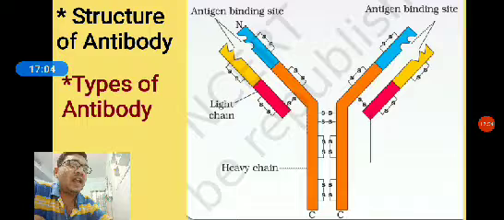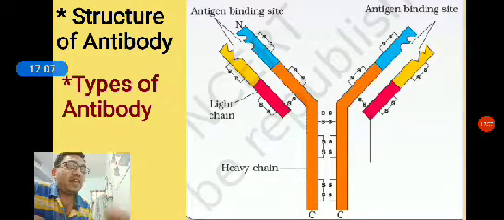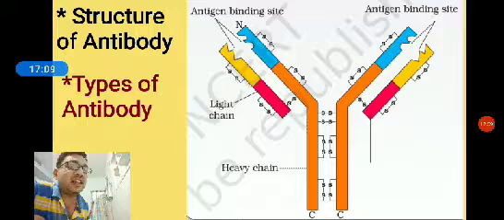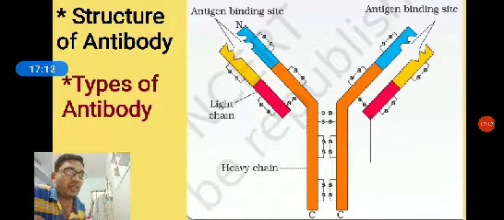IgA, this antibody is also called secretory immunoglobulin. It is present in the colostrum of mother milk. Colostrum means the first milk produced by a mother after giving birth to the young one. This IgA is effective against the antigen.